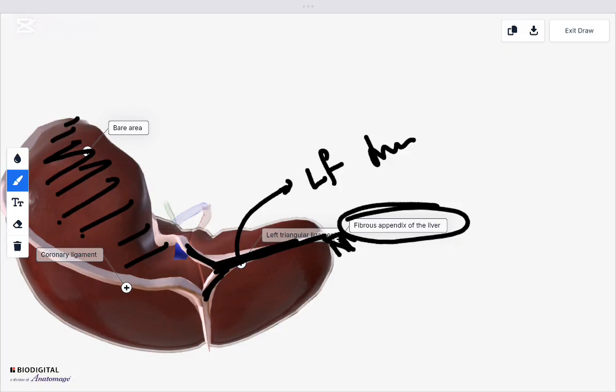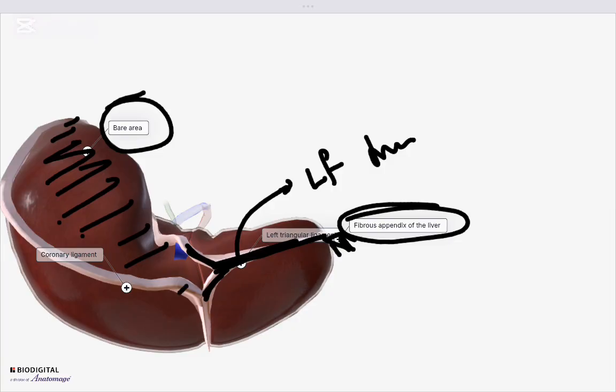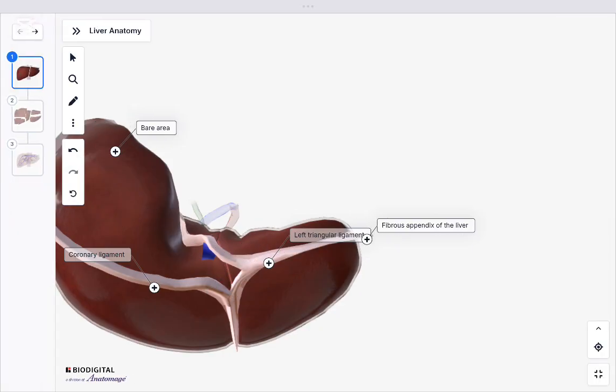One of the other areas which not a lot of people know about is the bare area of the liver, right? So there are veins on the capsule of the liver that communicate with the portal vein. That's on the portal side. And on the systemic side, there are veins which are under the diaphragm, okay?